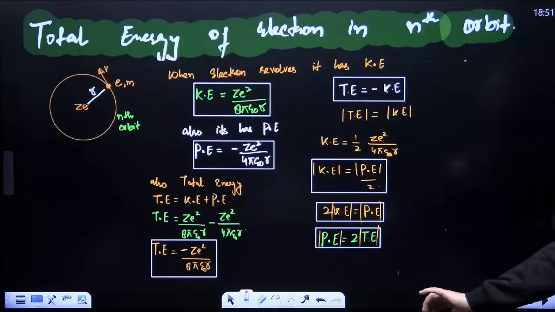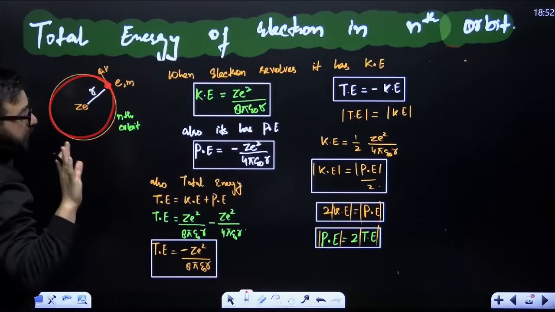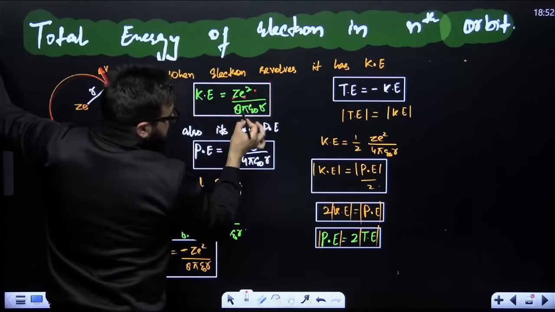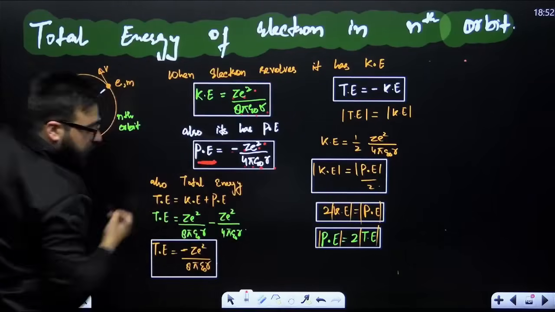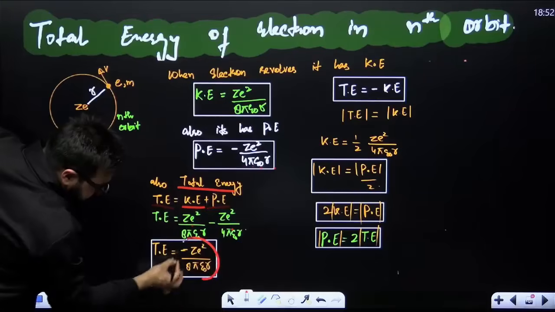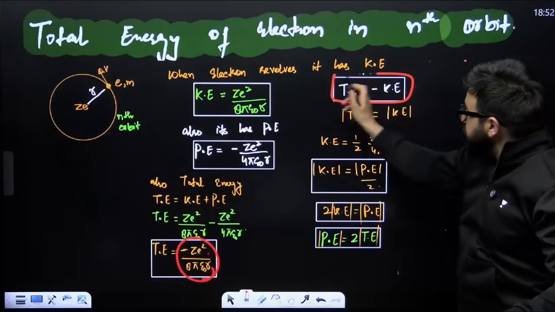Then, my dear NEET aspirants, the total energy of an electron in the nth orbit. If an electron revolves in the nth orbit, because it has mass and velocity, its kinetic energy will be Z e square over 8 pi epsilon naught r. Its potential energy will be minus Z e square upon 4 pi epsilon naught r. Total energy is kinetic energy plus potential energy, so adding these two gives minus Z e square upon 8 pi epsilon naught r.